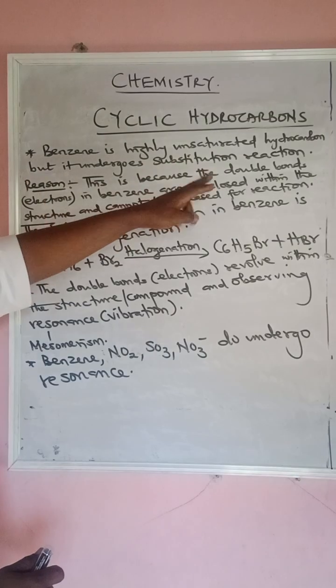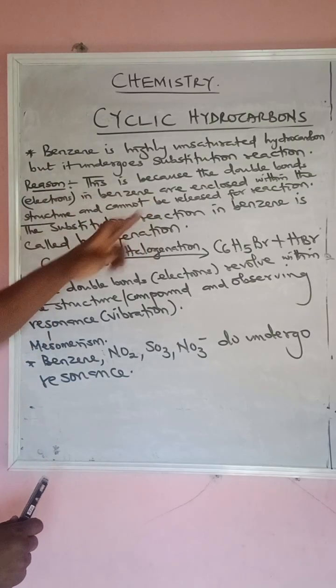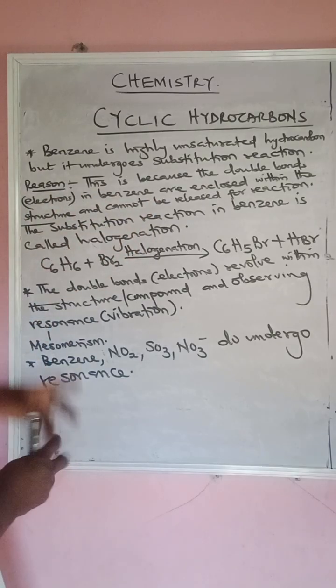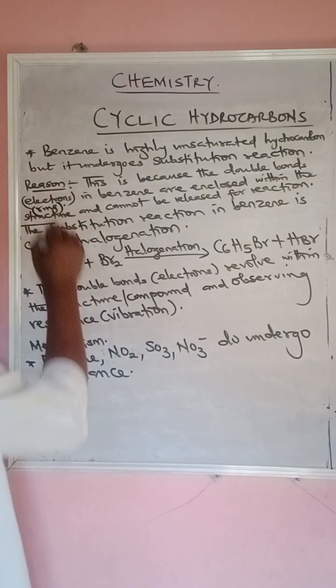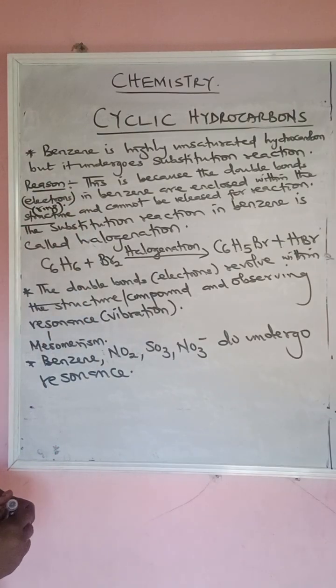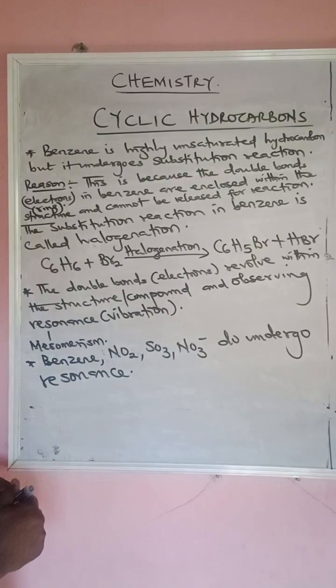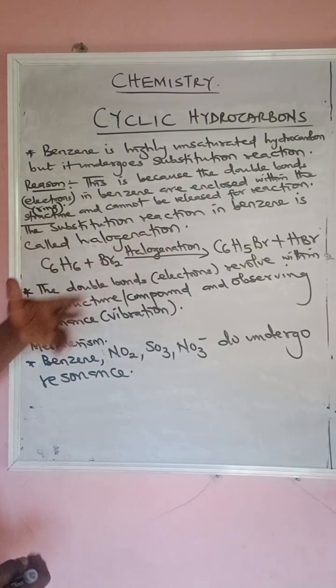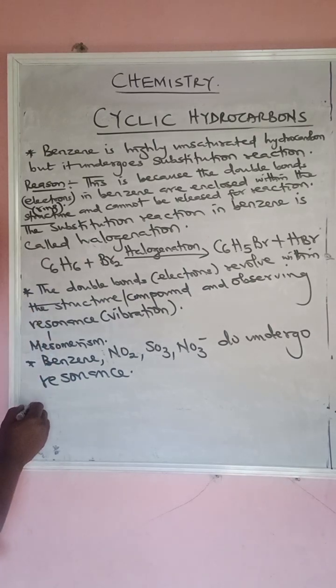If you are asked why benzene, because of its high unsaturation, is not expected to undergo substitution, but yet it undergoes substitution reaction, it is a result of the double bonds in benzene being enclosed within the ring structure, and they are not exposed to react. So the substitution reaction in benzene is called halogenation. That's another thing you need to know with benzene.